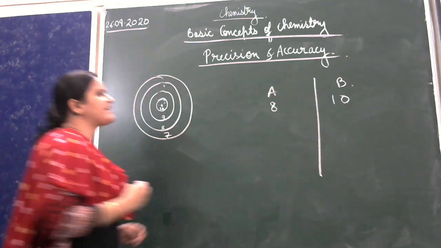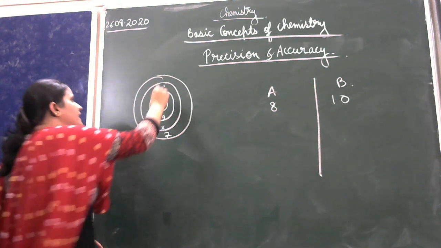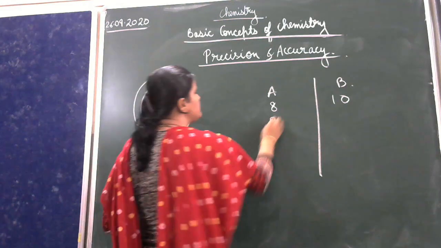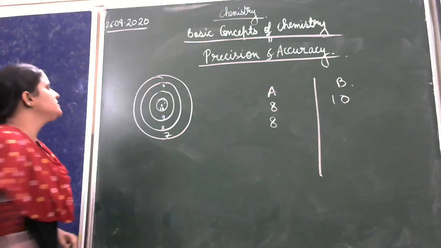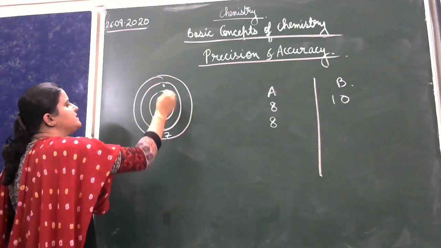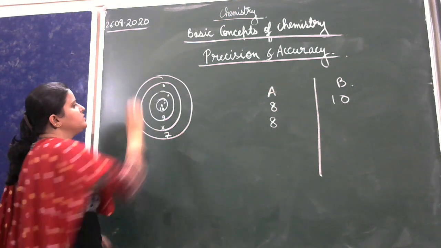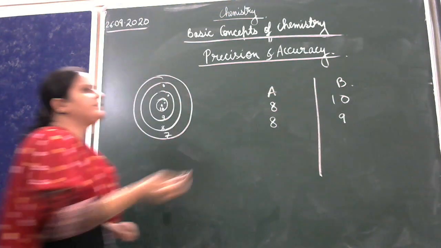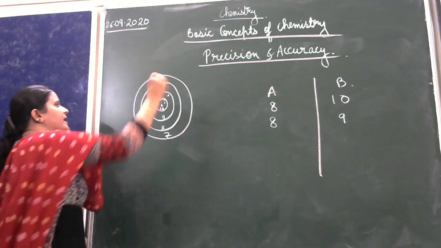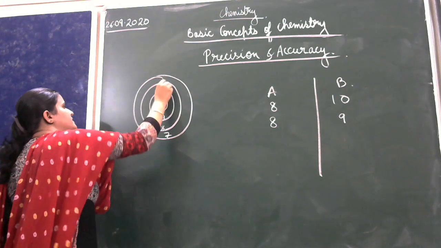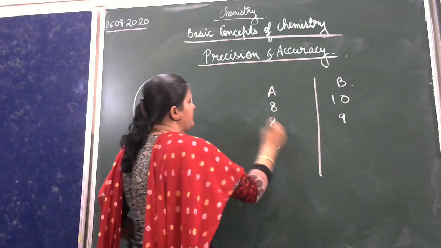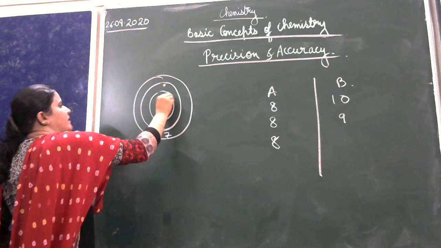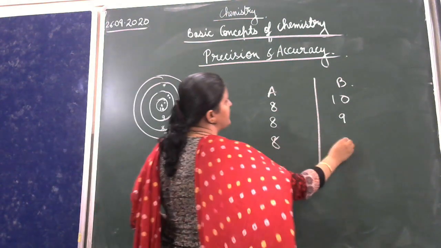Again, suppose in the second chance, A has again hit the same point. So again he is going to get 8 points. And B this time, instead of hitting like this, has hit here. So now he will get 9 points. Again in the third chance, suppose A has again hit the same point, so again he gets 8. And B has hit somewhere here, so again he gets 9 points.